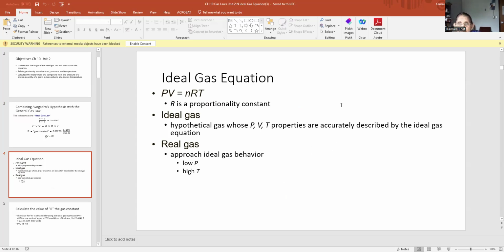So PV = nRT. R is the proportionality constant. An ideal gas is a hypothetical gas whose pressure, volume, and temperature properties are accurately described by the ideal gas equation. Now, we see that all gases do not behave like an ideal gas, and therefore we have to deal with real gases. And real gases will approach ideal gas behavior when the pressure is very low and the temperature is high.